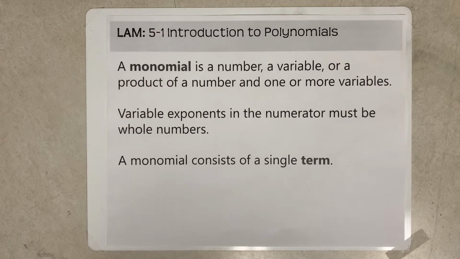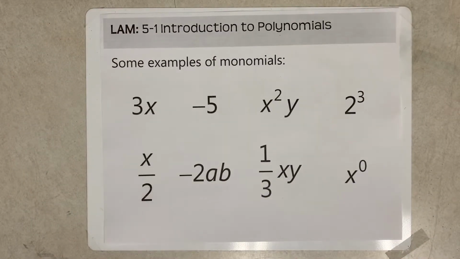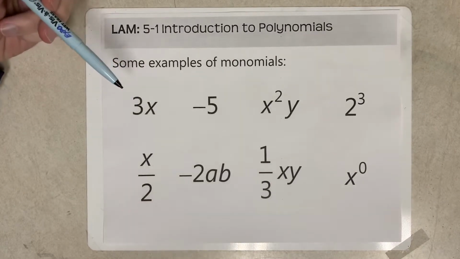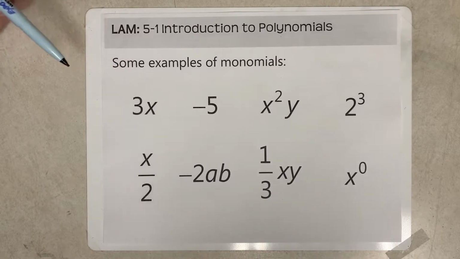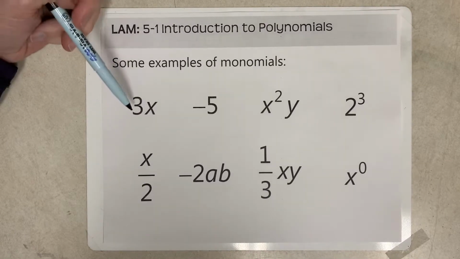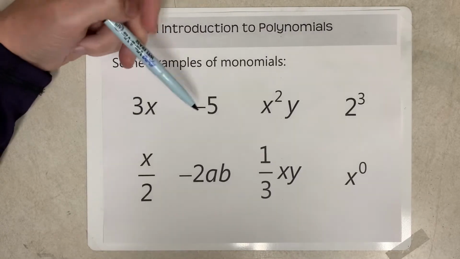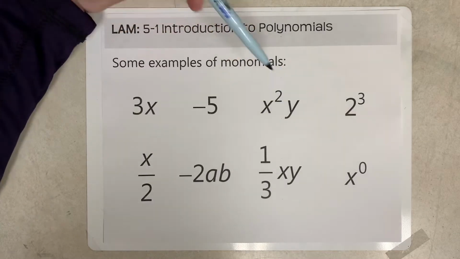All right, so here are some examples of monomials based on the information I just gave you. 3x, and again, it says a number, a variable, or a product of a number and one or more variables. So here we have a product of a variable and a number. That's what we call a monomial. -5 is just a constant. That's a monomial. X squared y is a monomial.